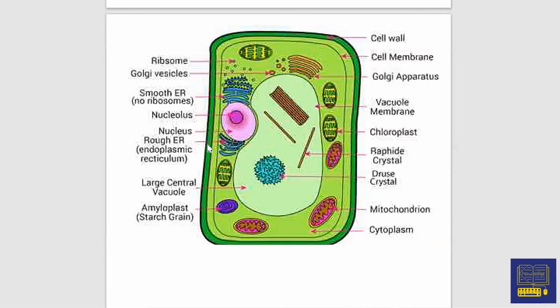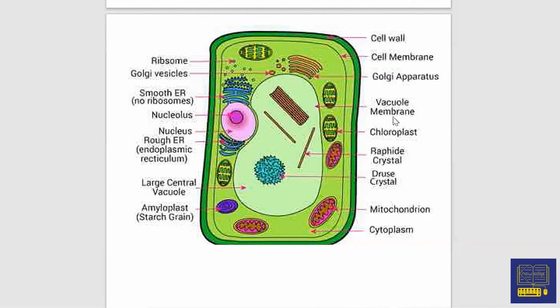I hope you're understanding. Now let's talk about the vacuole. Here, this whole green thing is called a vacuole. It occupies around 30% of the mature plant cell. This is a mature plant cell, so it takes up 30% of the whole plant cell. The function is to sustain turgid pressure against the cell wall.